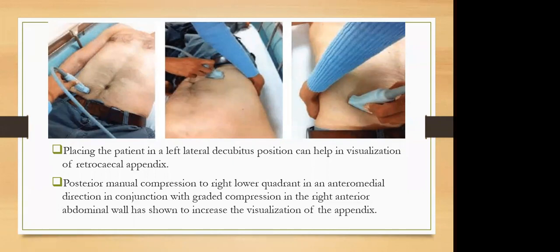Another thing is posterior manual compression to the right lower quadrant in an anteromedial direction in conjunction with graded compression of the right anterior abdominal wall has been shown to increase the visualization of the appendix. So what you do is you hold the probe with one hand, you compress, and you use the other hand to compress the back of the patient, as this image is demonstrating here.